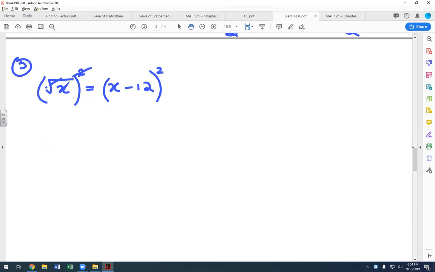What are we going to do on the right-hand side? In what sense? Like, you'll distribute the square onto the x and the -12. No. You square the whole equation as a whole. Yeah, because x minus 12 to the second power means you are doing x minus 12 times x minus 12, which means I need to FOIL my right hand side.